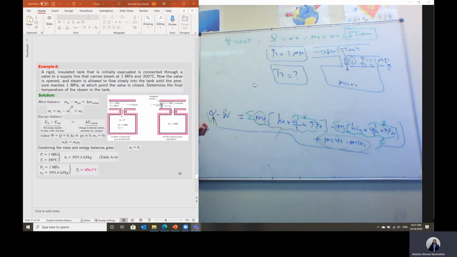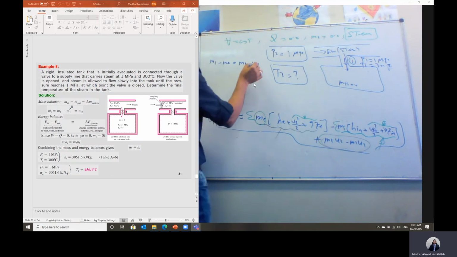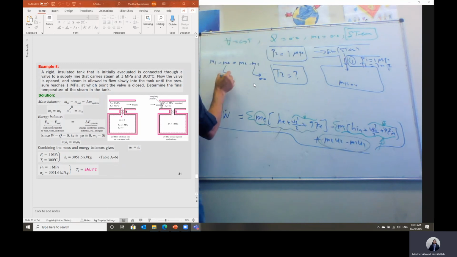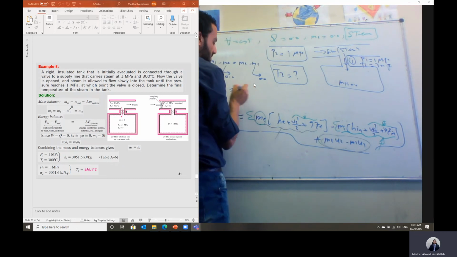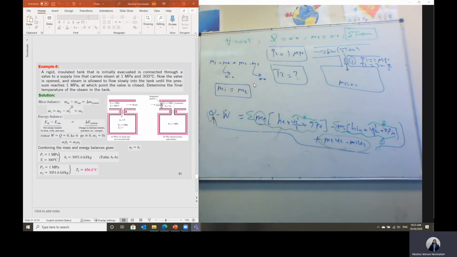Okay, so let's solve this problem. First of all, let's apply the mass equation. Mass inlet minus mass exit will equal M2 minus M1. He said it was initially evacuated, this means M1 is equal to 0. And we are filling this tank, so we have mass inlet, but we don't have mass outlet. So the mass equation says the mass inlet will equal the final mass. So M inlet will equal M2.